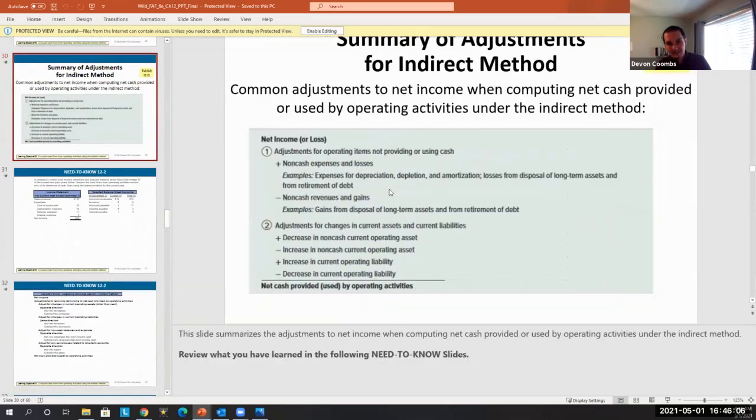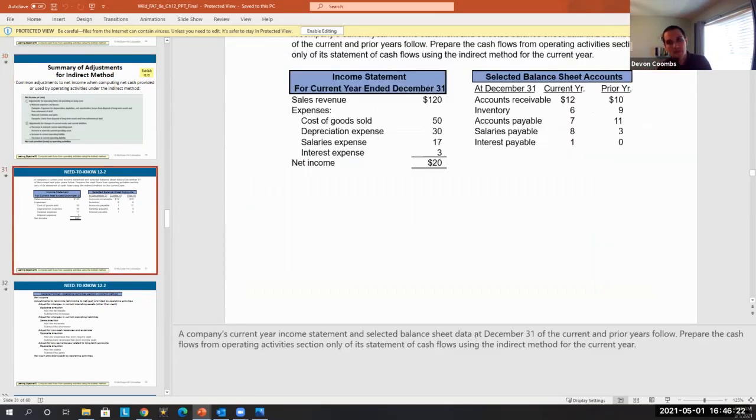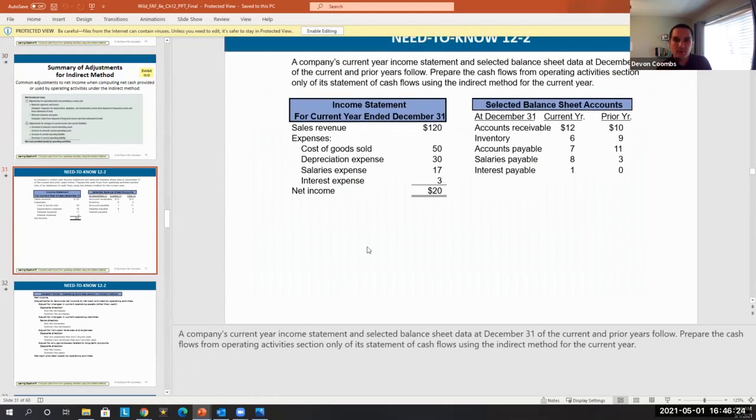And so you can use this slide as your summary of adjustments, right? You take your total net income, then all your non-cash expenses and losses, revenues and gains, so the depreciation, gains and losses, and then adjustments in current assets and current liabilities. And so this is an example here. If we get this information, how do we do it? And so we can do that together.